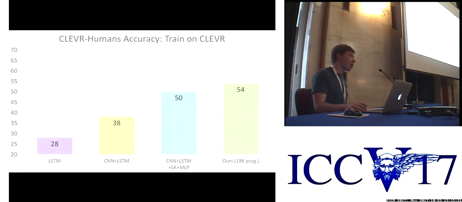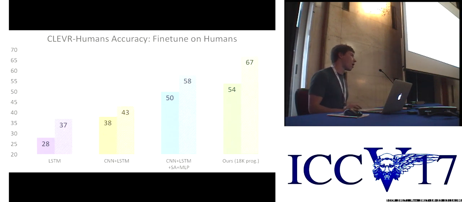Now when we take all of these models and first train them on CLEVR and then test them on CLEVR-Humans, we see that our model, trained with only 18,000 programs on CLEVR, does a little bit better than the baseline model. However, when we fine-tune all of the models on CLEVR-Humans, our model gets a pretty huge jump in performance. But the really interesting thing here is that there are no ground truth programs available on CLEVR-Humans.